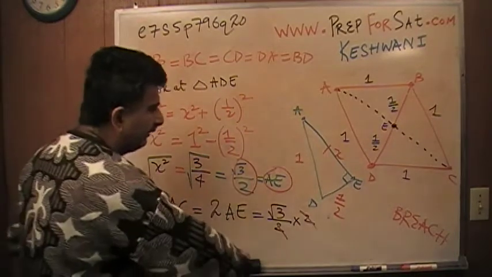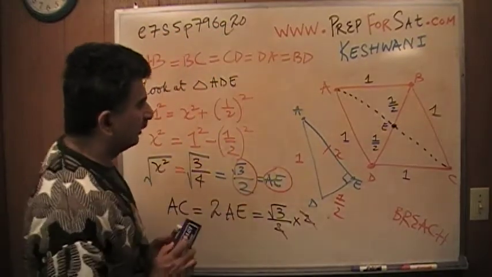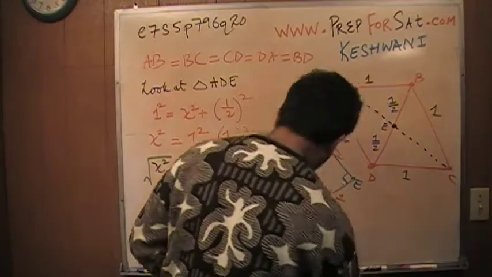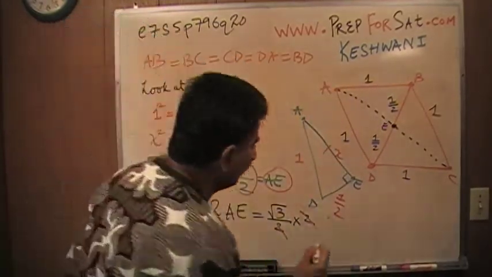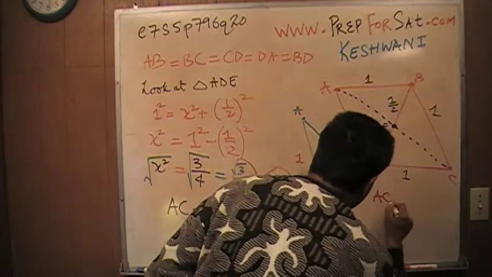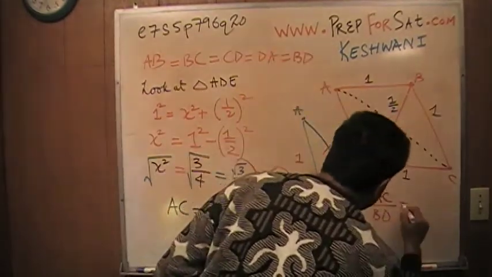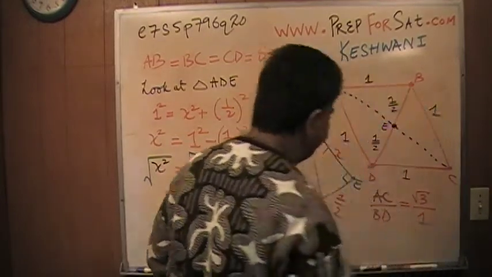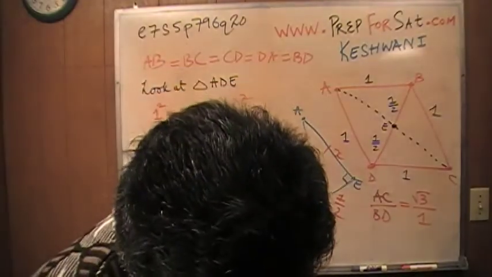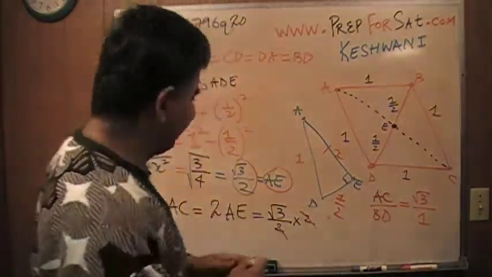So let's erase the part that we don't need. I'm going to erase this triangle. We don't need it right now because I need room to continue here. Therefore the ratio of AC, which is this diagonal, to BD is simply root 3 over 1. Let's see if that's what. Oh, there you go. Root 3 to 2. Answer is B.